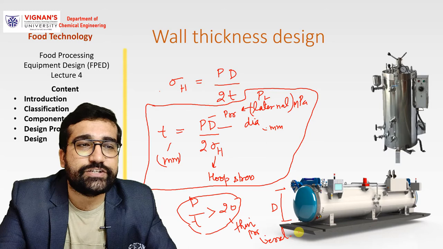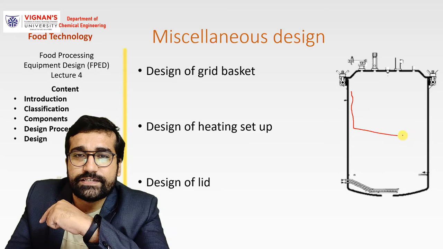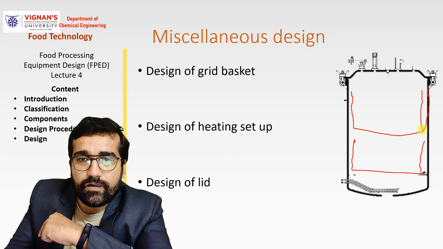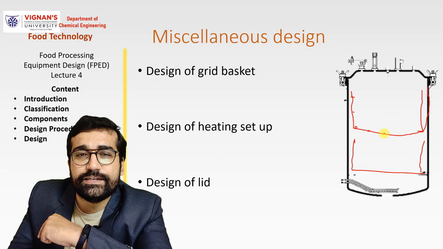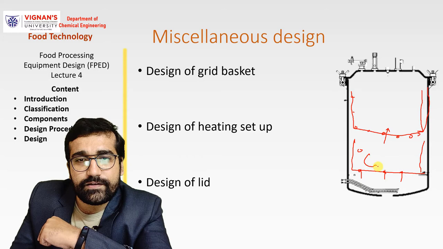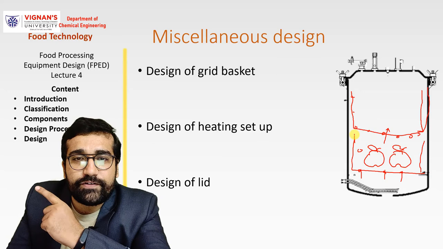In miscellaneous design, we design for grid baskets. Sometimes we put two grid baskets. These are perforated, having holes in them so that steam can pass. Inside the grid basket we keep our sample food material. Suppose we are sterilizing fruits; inside the grid basket we'll keep our fruits.